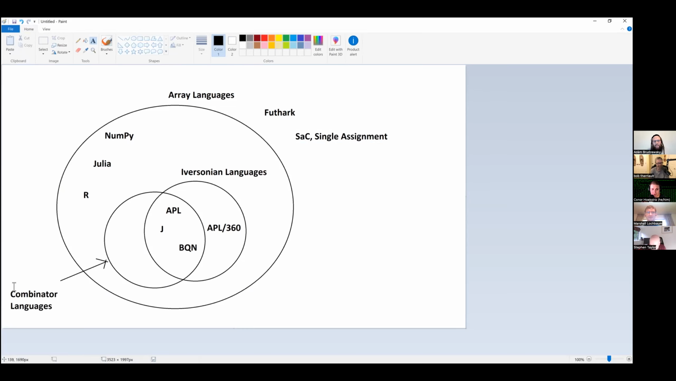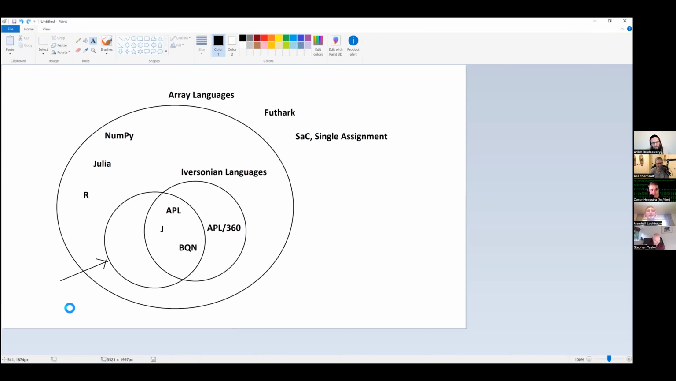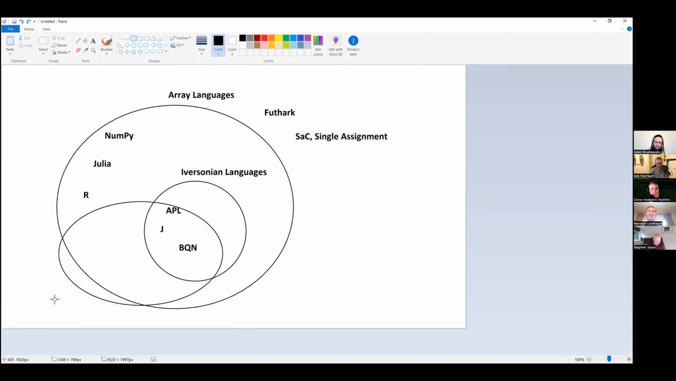Oh, yeah, I see where you're going with this. That can't be right. You're correct. Okay, yeah. I see it's not inside Iversonian languages, but it has to overlap, but go all the way to the outside.